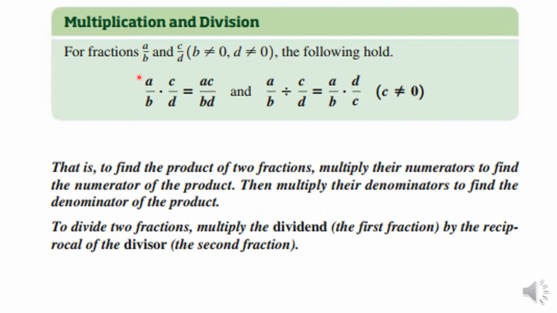When we multiply or divide rational expressions, it's the same as the way you do with fractions. For multiplying, you multiply across the top and across the bottom and reduce the fraction that you have. When you divide, you invert the divisor, turn it upside down, and multiply.